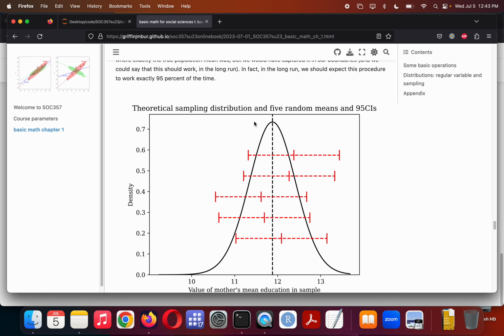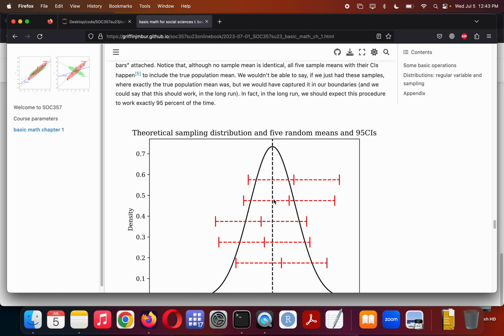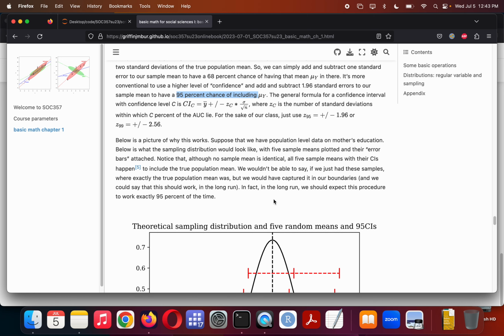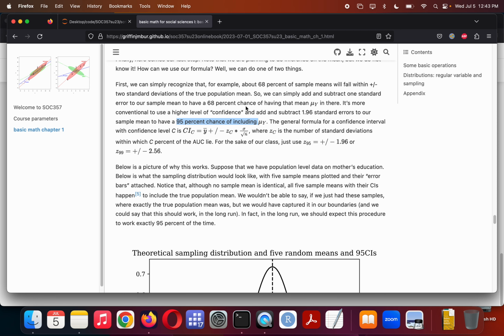And all we need to know is the standard deviation of this sampling distribution, which we derived above. It's sigma over root n, and the number of standard deviations that include 95% of the area under the curve, which is 1.96. So that's the logic of why a confidence interval works, and you can just know that when you calculate this formula here, it is going to work 95% of the time to include the true population mean.